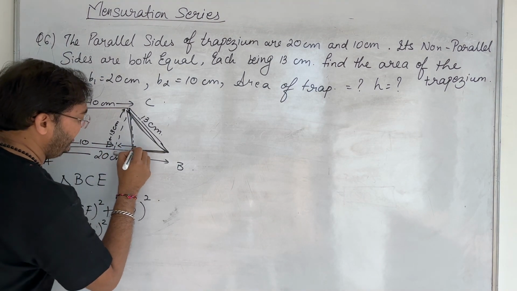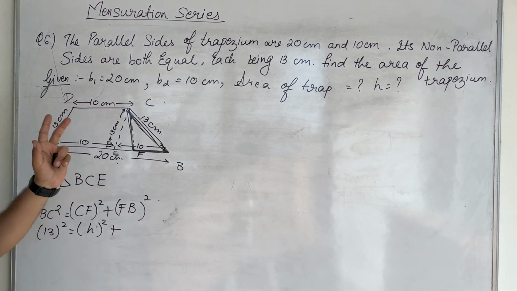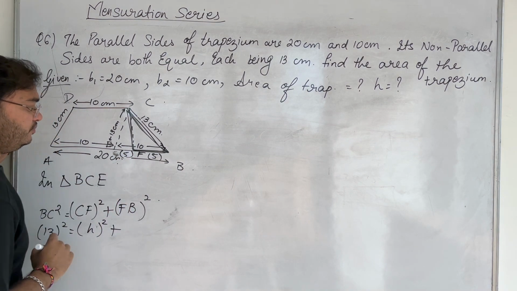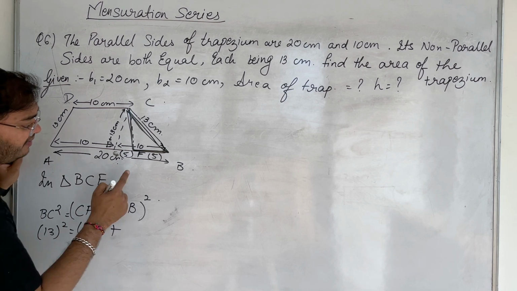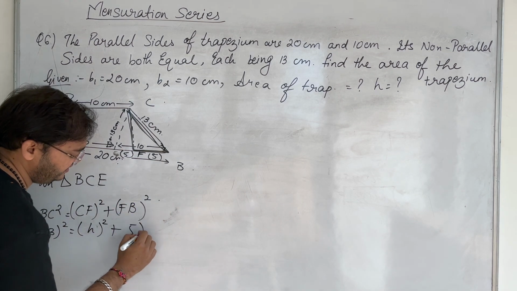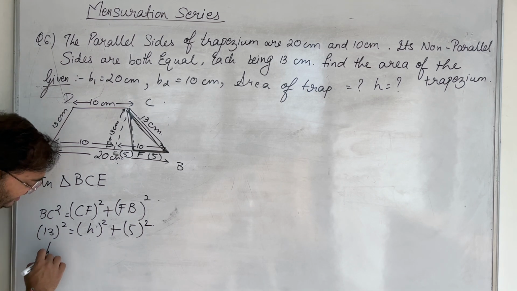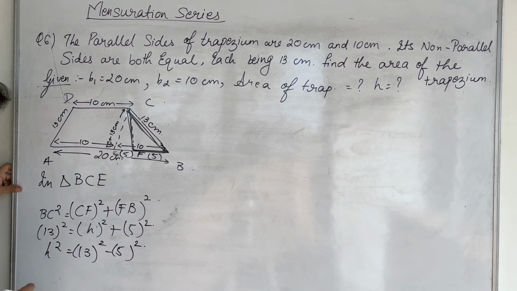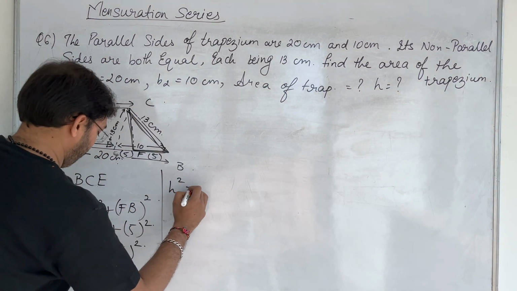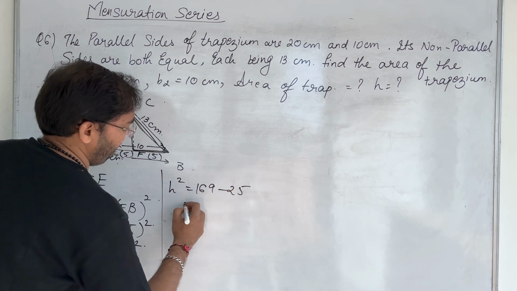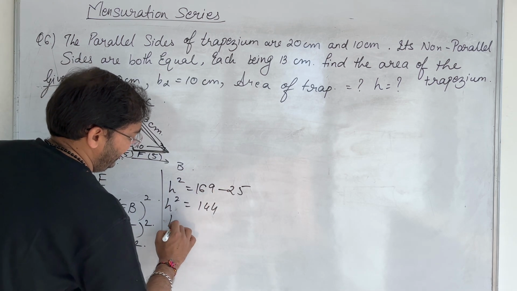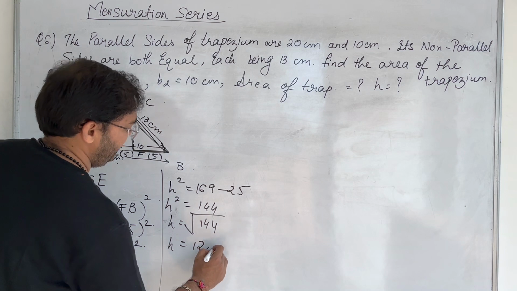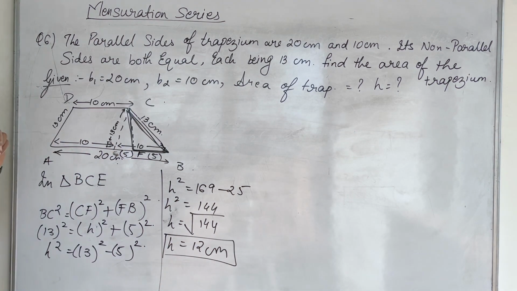And the remaining is going to be my 10. If this is 10, I am dividing this 10 into two parts, each becomes 5. That means my BF or FB is 5. So height square equals 13 square minus 5 square, which equals 169 minus 25, which equals 144. Height equals the square root of 144, which equals 12 centimeter.